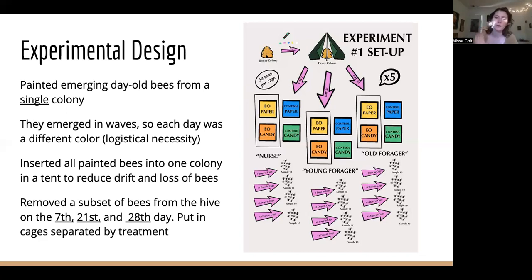So the 7-day-old bees that were put into these cages represented nurse bees. And then on the 21st day, they represented what I called young foragers. And on the 28th day, I also got old foragers.